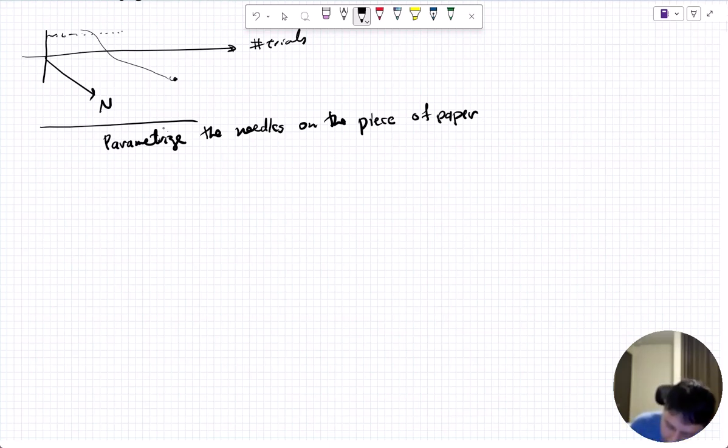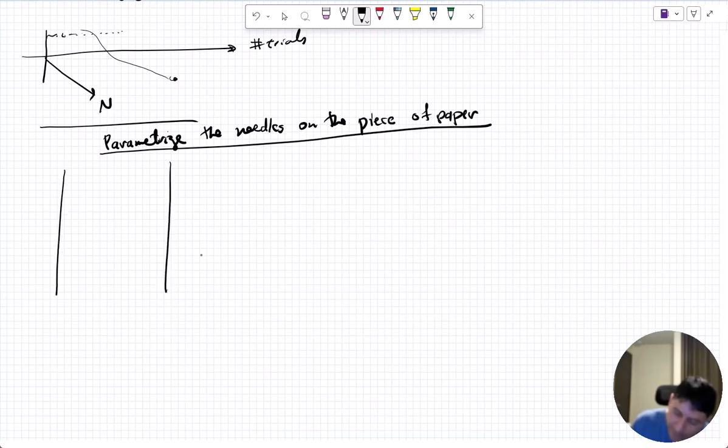So let's do the parameterization first. Let's take a random needle, right? Here's the needle. It just fell there. That needle is going to have a center of mass, which is going to be in the middle of the needle, right? So remember, the needle has length L. So this will be L over 2, and this will be L over 2.